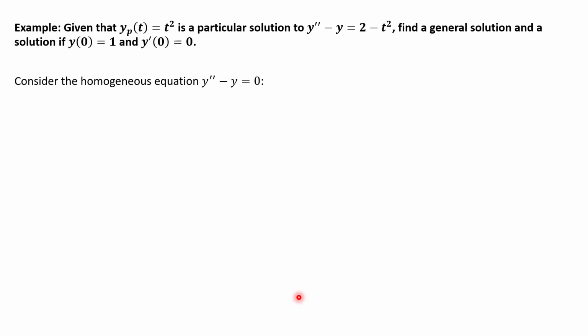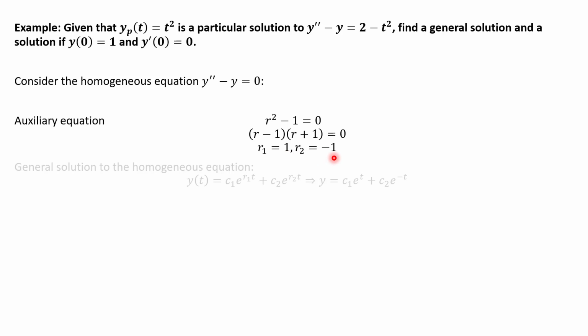All right, so back to what we were working on. Our auxiliary equation for this homogeneous equation is r squared minus 1. Factor that, you're going to get r minus 1 times r plus 1. And so your roots are 1 and negative 1. Okay, so our general solution to our homogeneous equation, we just remembered, it's going to look like C1 e to the r1 t plus C2 e to the r2 t. Filling in r1 is 1 and r2 is negative 1, we have this general solution.